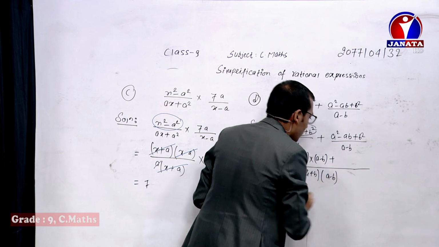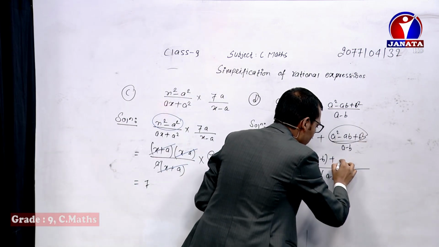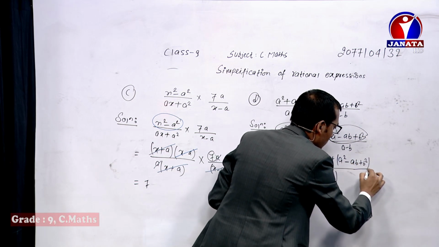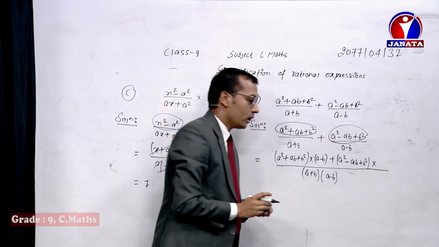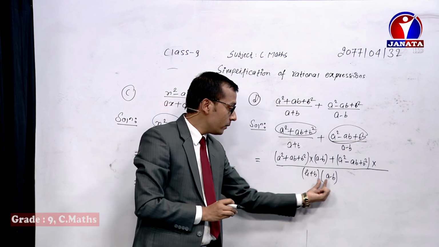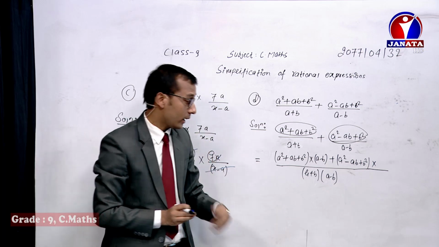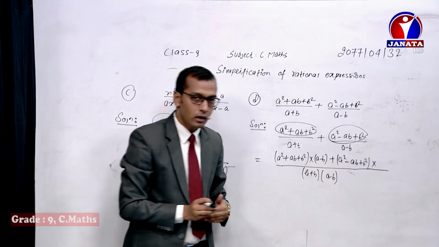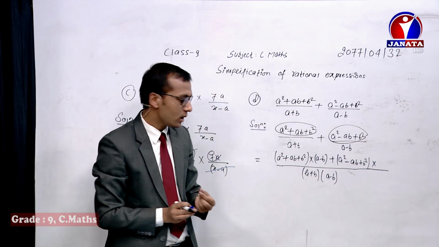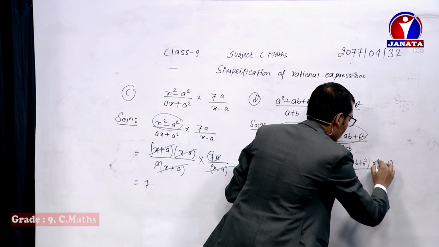Plus, in the second term, let's write this the same, a square minus ab plus b square, times. Now let's divide the LCM a plus b times a minus b by a minus b. The common factors a minus b will be cancelled out and the remaining factor is a plus b, and this is multiplied in the corresponding numerator here. So a plus b.